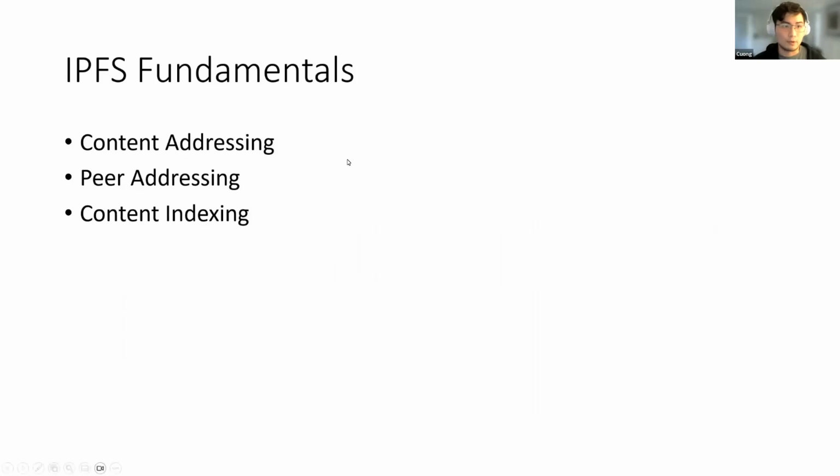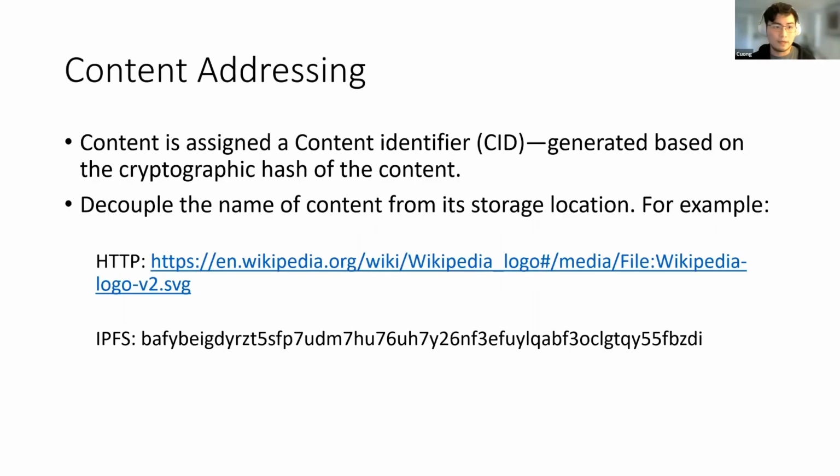So there are 3 core building blocks in IPFS. There are content addressing, peer addressing, and content indexing. So in IPFS, each piece of content is assigned a unique content identifier, which is generated based on the cryptographic hash of the content. This is a content-based addressing approach, and it helps decouple the name of the content from the storage location. So like in HTTP, a file is identified by the file name and the location where it is stored. So if this file is removed from this host, then you cannot access this anymore.